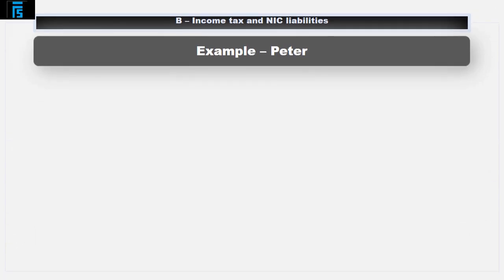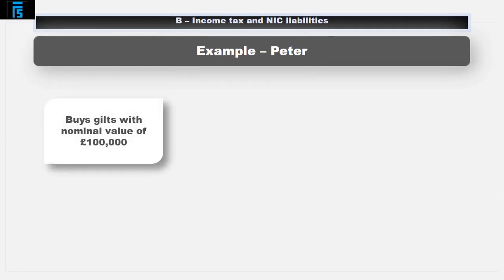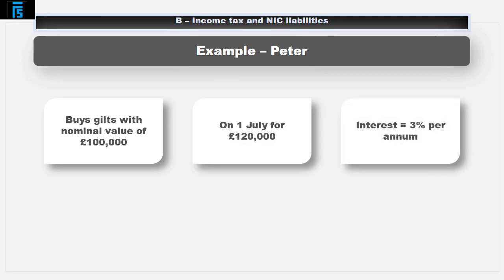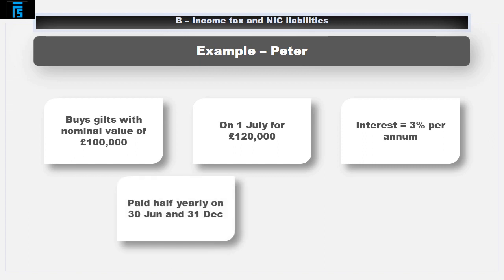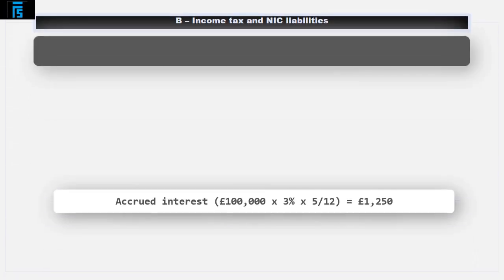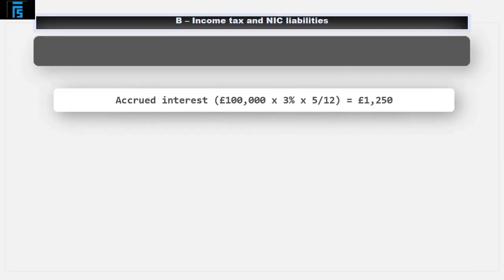Let's demonstrate this with an example. Peter buys gilts with a nominal value of £100,000 on the 1st of July for £120,000, which pay interest at the rate of 3% per annum. Interest is paid half yearly on the 30th of June and 31st of December based on the nominal value. Peter sells the gilts to Ruth on the 30th of November for £121,250, including accrued interest. At the date of sale, the 30th of November, interest has accrued on the gilts of £1,250, being £100,000 multiplied by 3% multiplied by 5/12.